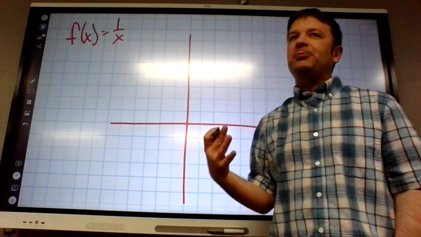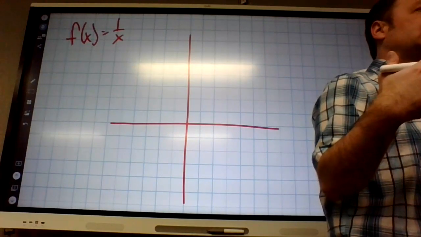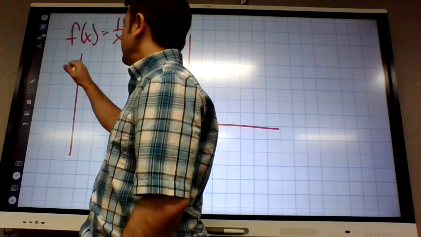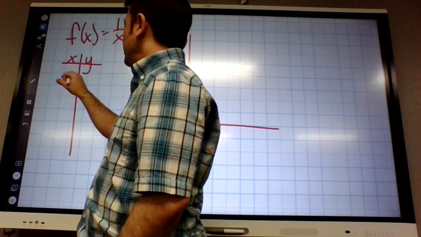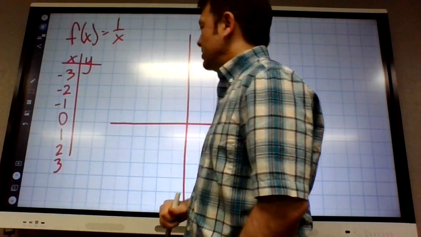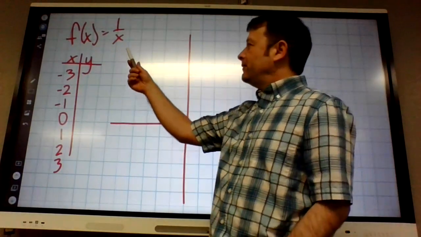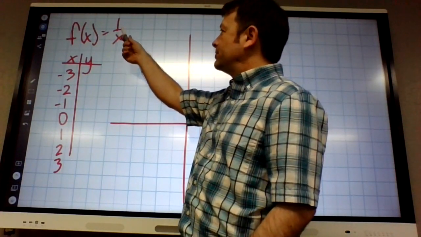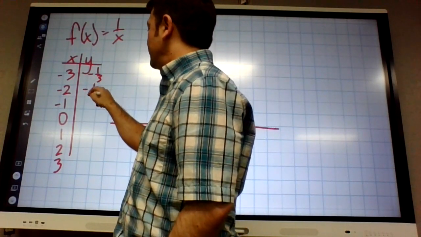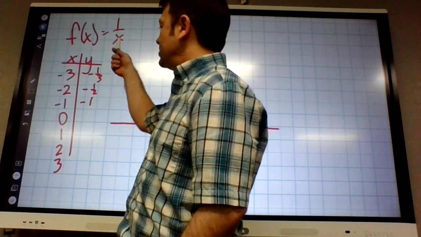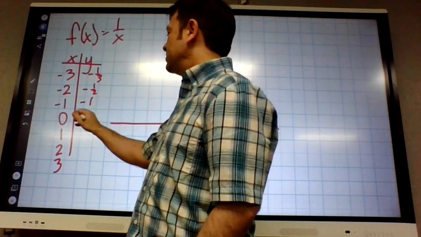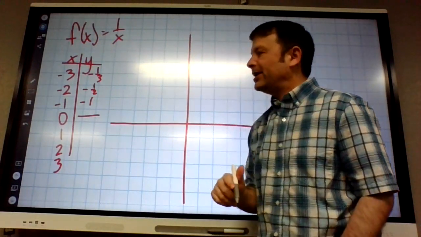If I had never graphed one of these before, how do I figure out what the graph looks like? Make the xy table, right? Let's just plug in some random stuff. If I plugged in negative 3 for x, what would the function value equal? Negative 1/3. Negative 2 would be negative 1/2. What if I plug in 0? Undefined, doesn't work. Cannot divide by 0, right?